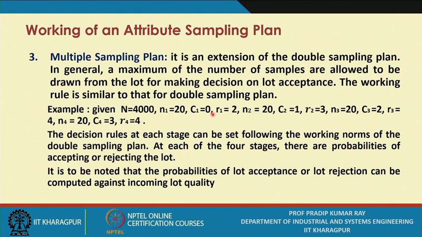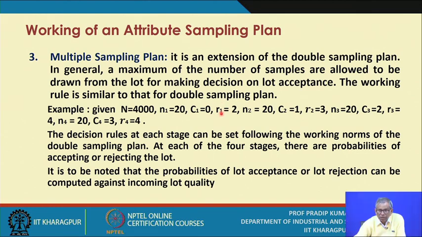You don't need to go to the second stage or third stage or the fourth stage. And if you find that the number of non-conforming in the first sample is greater than or equal to 2, then you are going to reject. You don't need to go to the second stage. If you find it is 1, obviously you cannot take a decision based on the first sample information. So you need to draw the second sample.